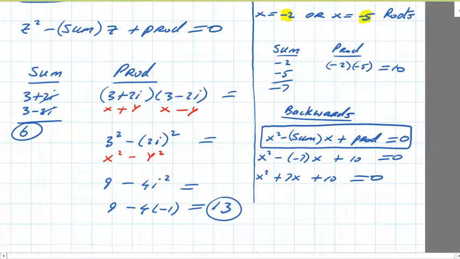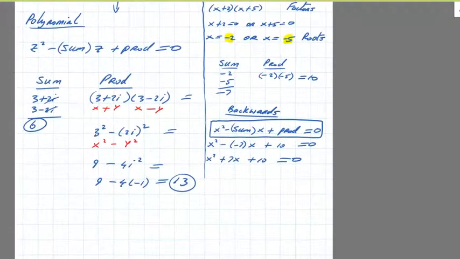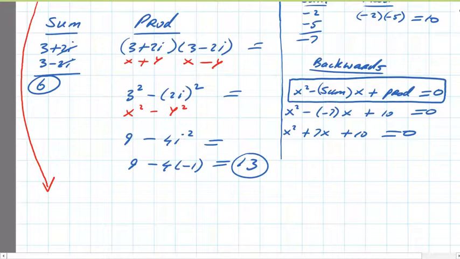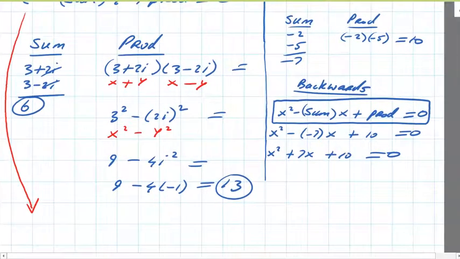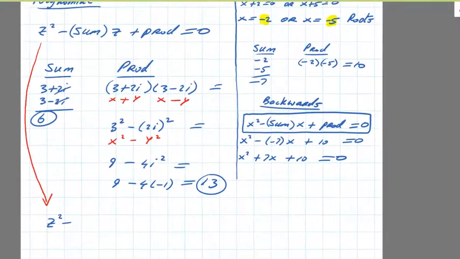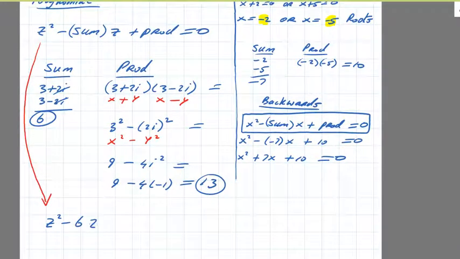So we have the sum and we have the product, and now it's just a matter of filling in the formula. So if you fill in the formula, you have z squared minus sum. Well, the sum is 6z plus the product, which is 13, equals 0. And as you can see, we're back to where we started. That's the polynomial.